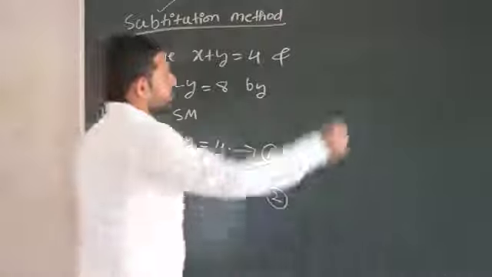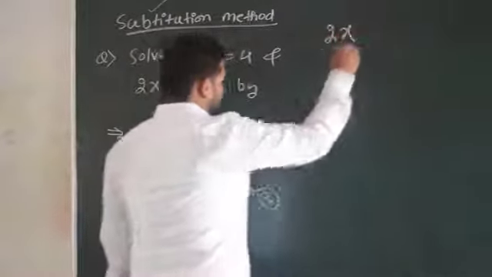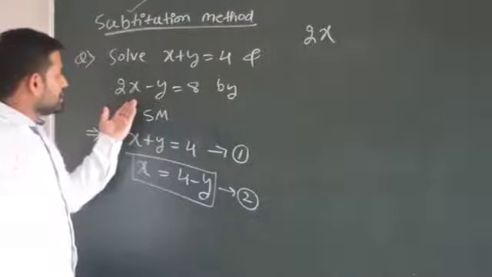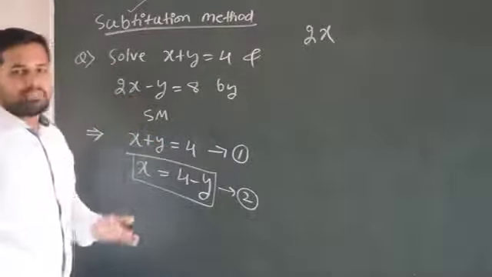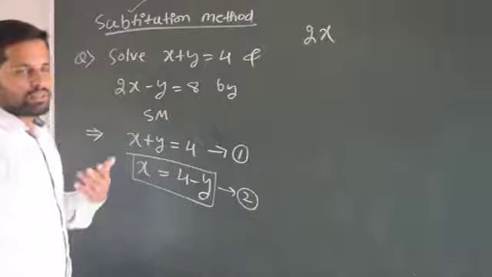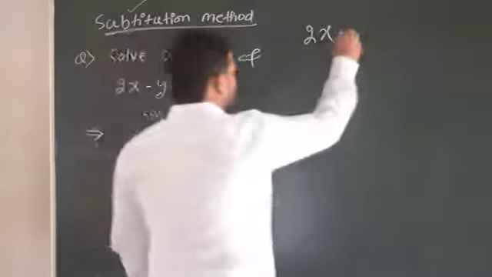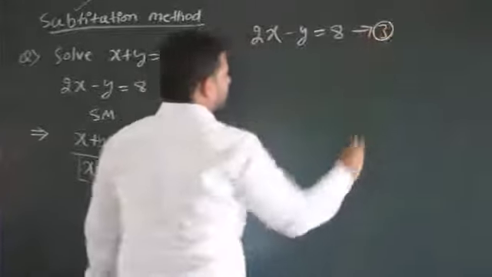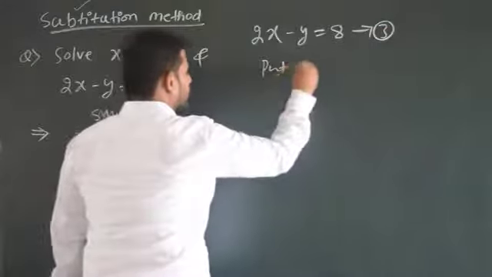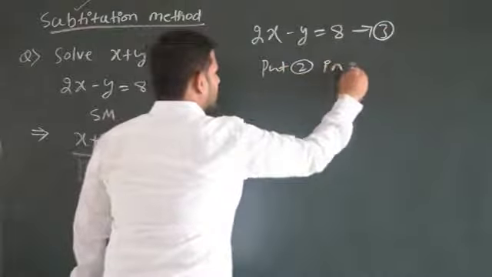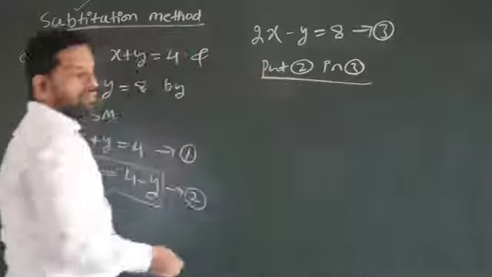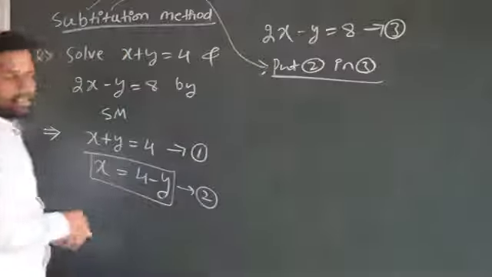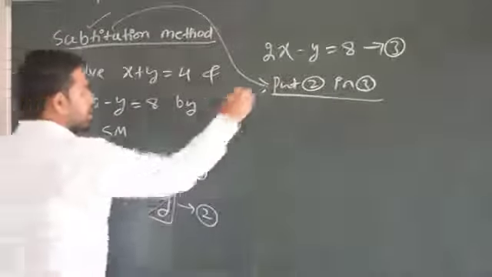Now the second equation, what is it? Here I named it as second, but I am going to take this and name it as the third one. Whatever names are there, that is our choice, no? So 2x minus y is equal to 8, I am going to call this equation number 3. Now I will say, put 2 in 3. Put means substitute, substituting, putting there.